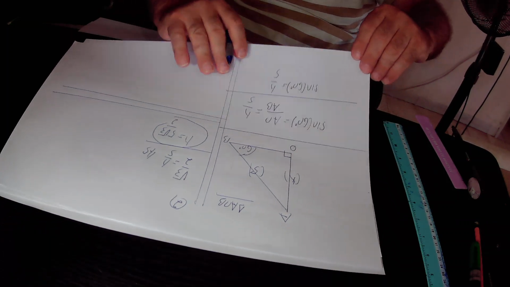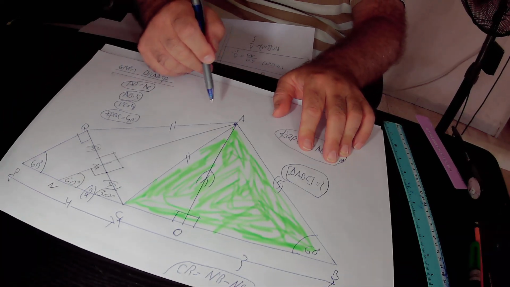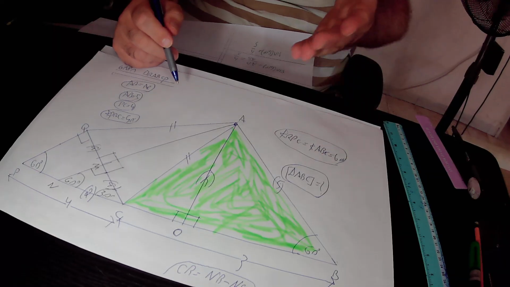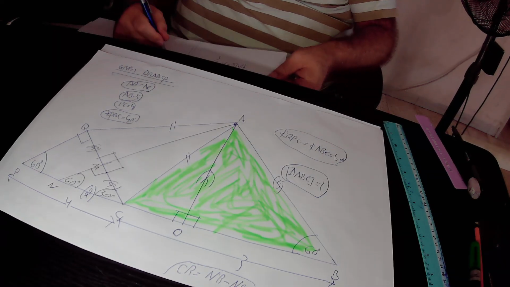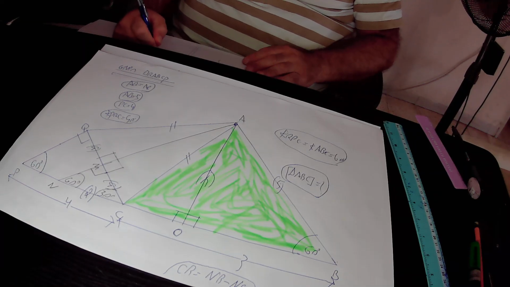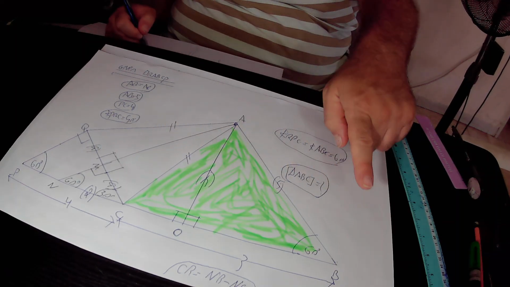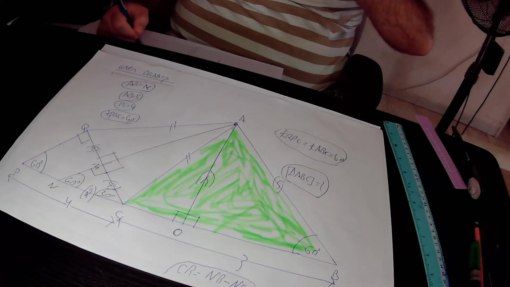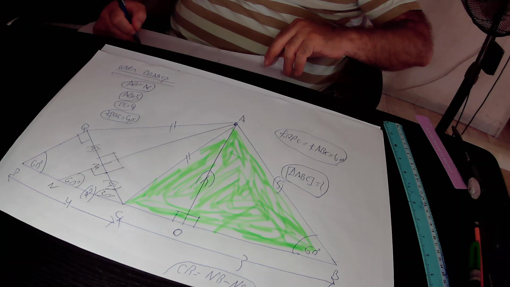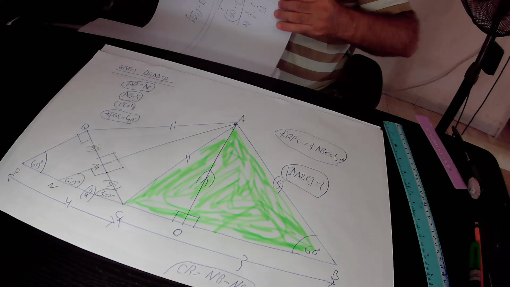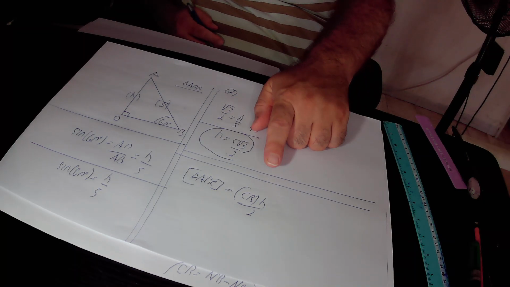Our task is to find the area of this green triangle ABC. Actually it is very easy to find the area of this triangle ABC. The area of triangle ABC is equal to the base of the triangle, that is CB, times the height to the base, that is H, over 2.